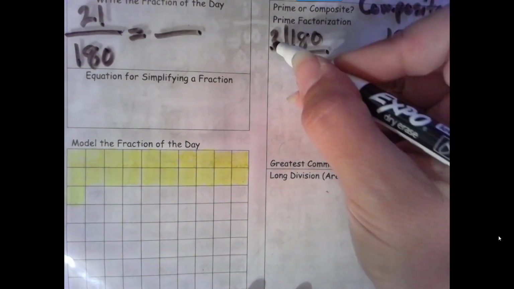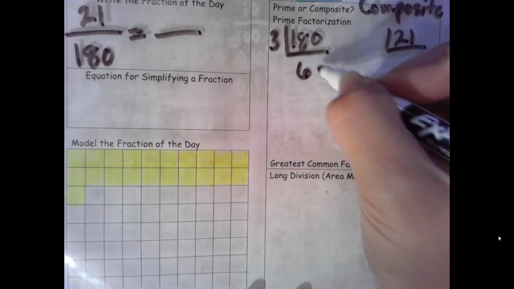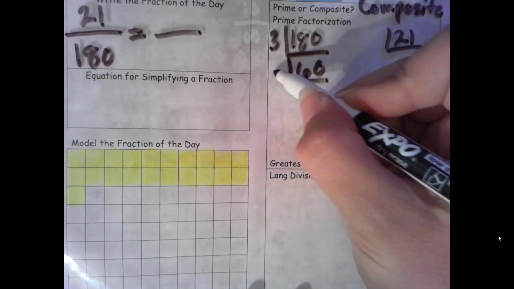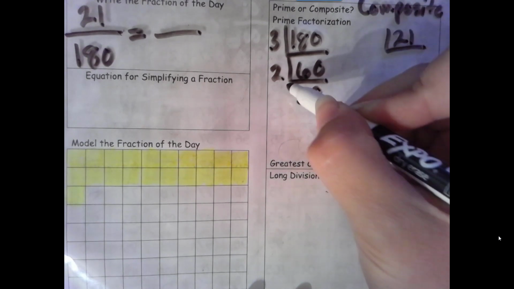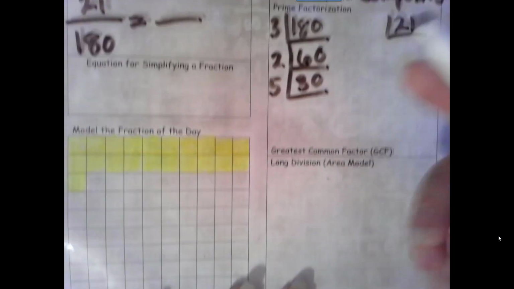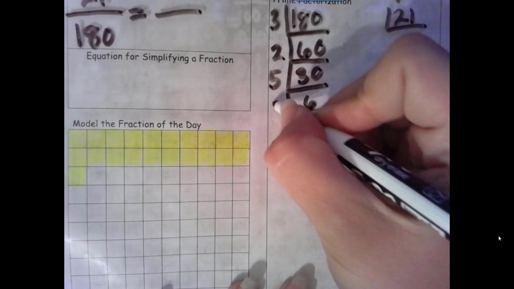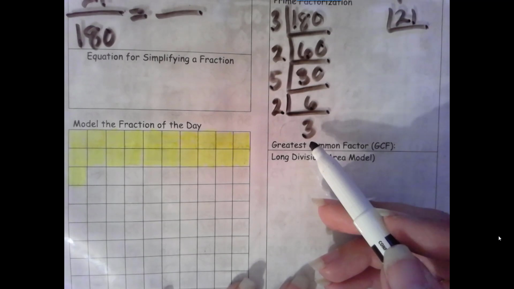I can do 3. There are 6 groups of 3 and 18 in my placeholder. This is even, so I could divide by 2. Half of 6 is 3. It ends in a 0, so I can divide by 5. I get 6 times 5. That's even. I get 3. 3 is prime, so I'm done.